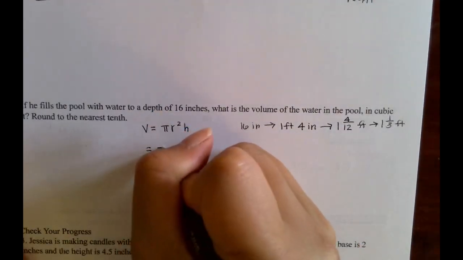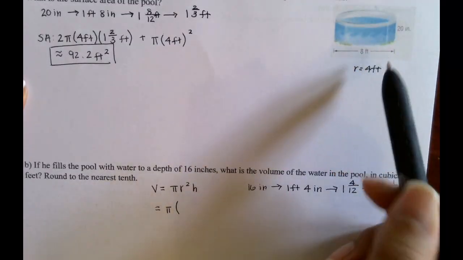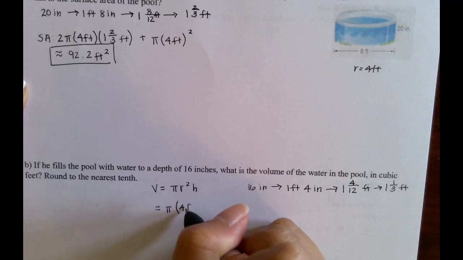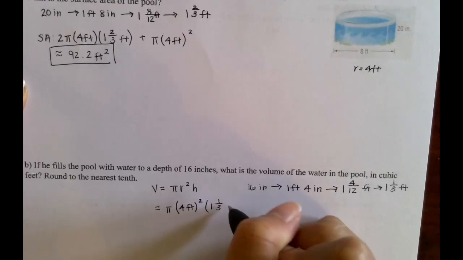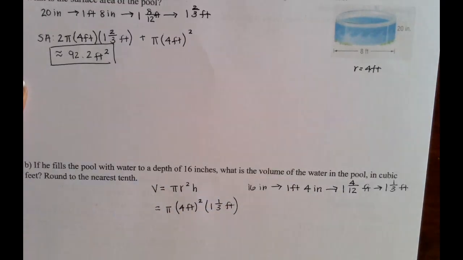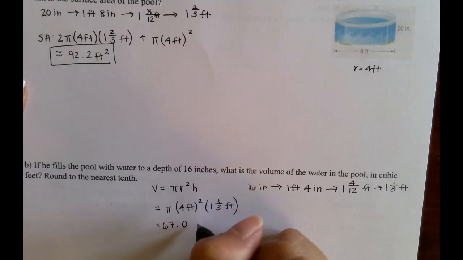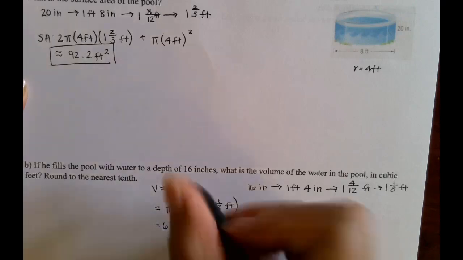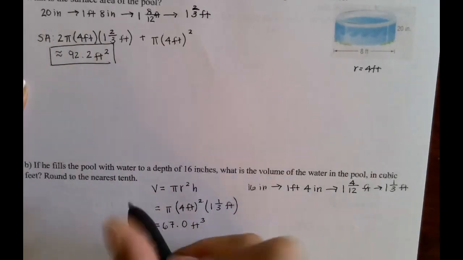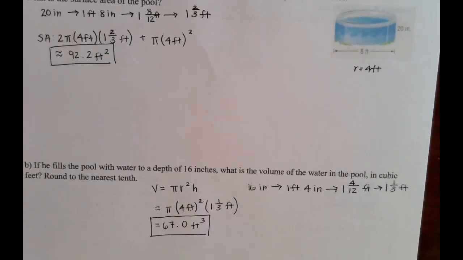So volume equals pi. Our radius we talked about earlier: since the diameter is 8 feet, the radius is 4. Then the height we got is 1 and 1/3. Type that all into the calculator. It wants us to round to the nearest tenth, so that's about 67.0. Feet times feet is feet squared, times feet again would be feet cubed, which is why volume is units cubed. So the volume is 67.0 feet cubed.